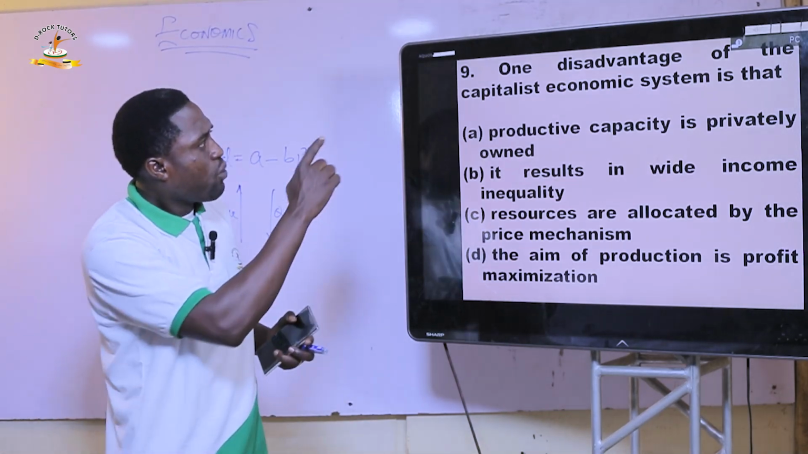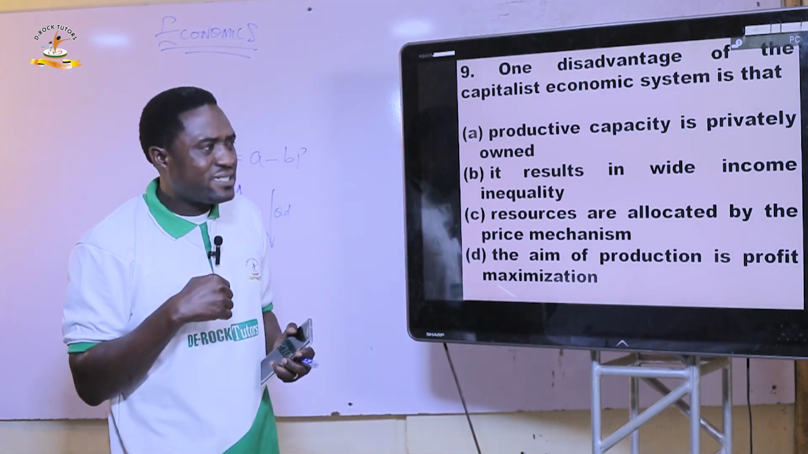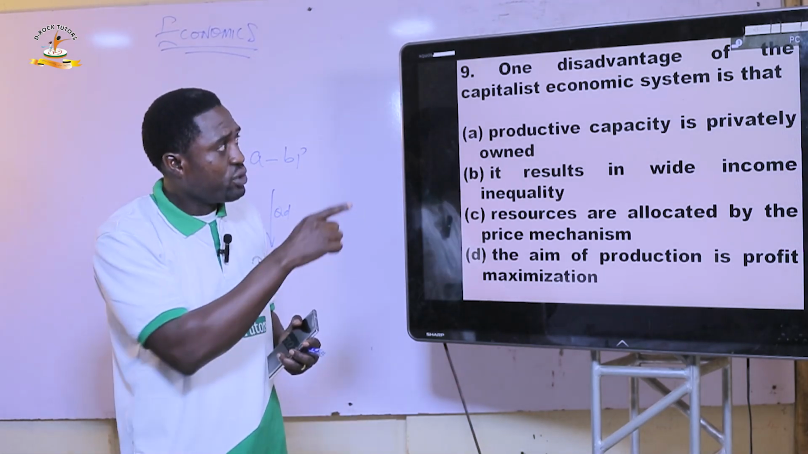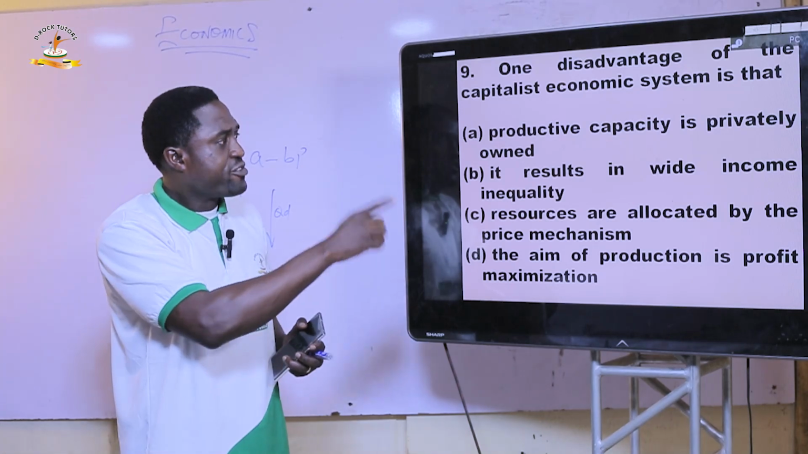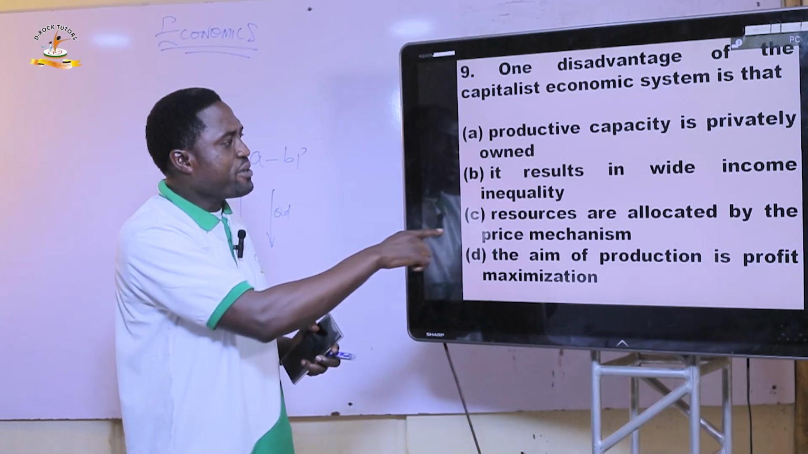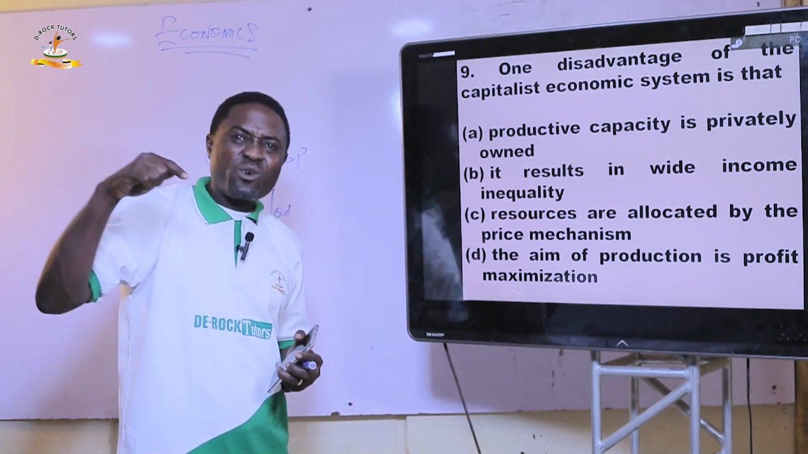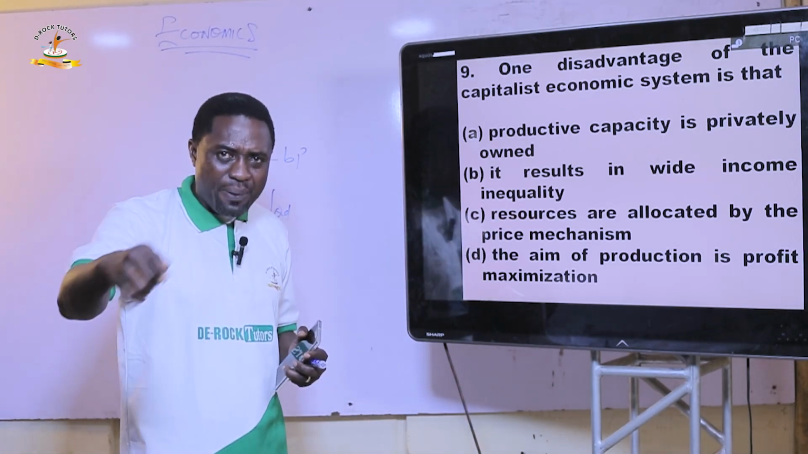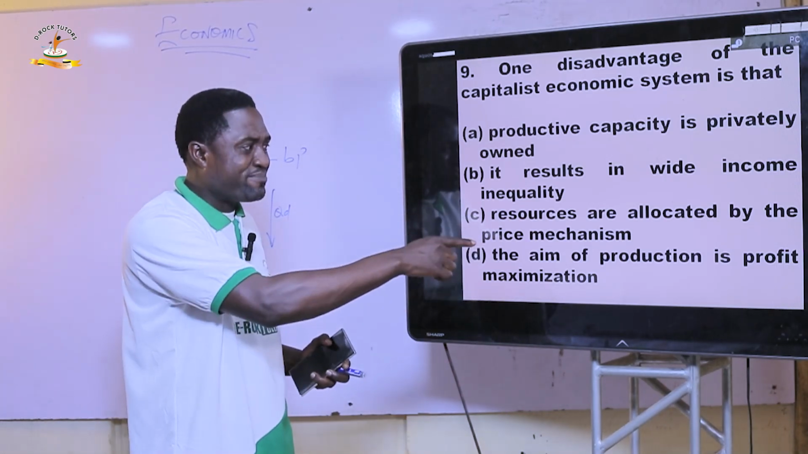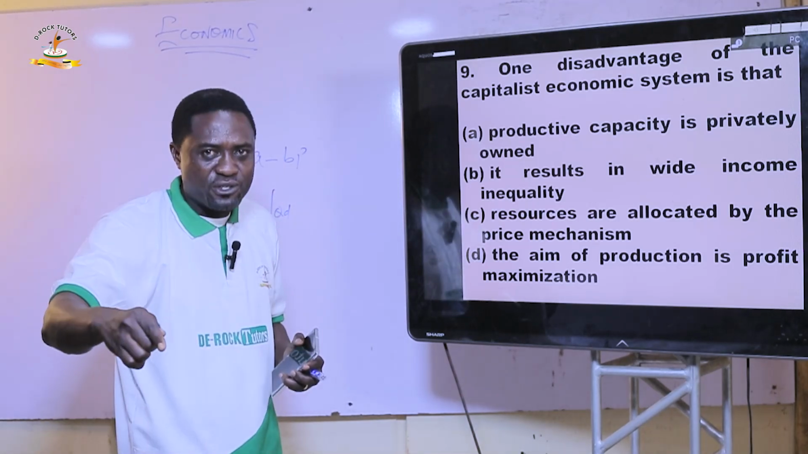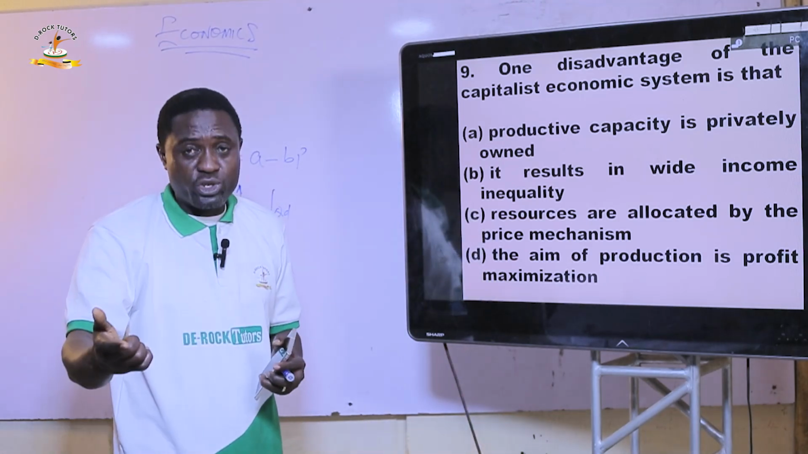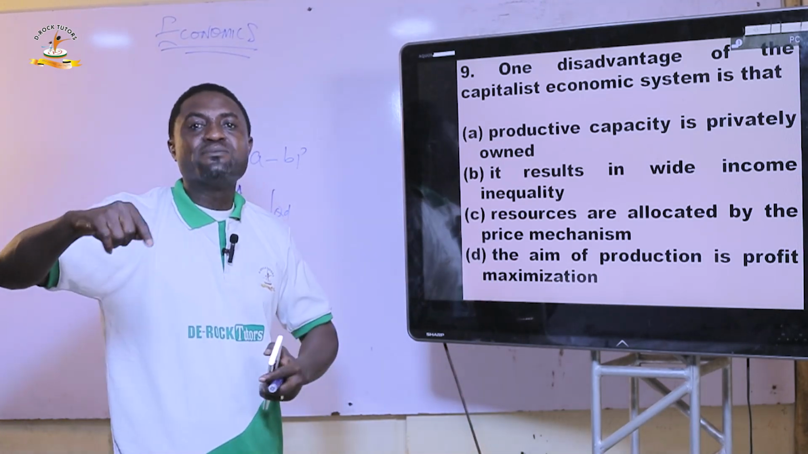And their goal, most times, is to make profits. So now, one disadvantage of the capitalist economic system is that productive capacity is privately owned. That is a feature, so it's not a disadvantage from the question. It results in wide income inequality. That is a disadvantage, which is the perfect answer. It cannot be that resources are allocated by the price mechanism. Resources are allocated by price mechanism because what determines the price under a capitalist economy is the force of demand and supply. So that is one of the features of a capitalist system. The aim of production is profit maximization. Like I told you that time, a capitalist will always want to maximize profits.